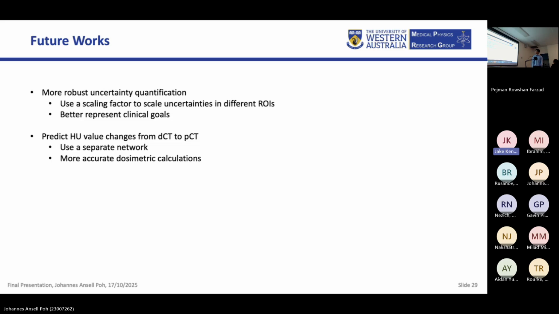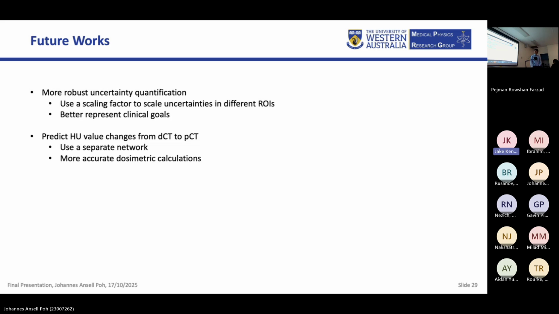A bit of future work, more robust uncertainty quantification can be done. So I did some readings on uncertainty quantification, and it might be better to use a scaling factor to scale uncertainties for different regions of interest, so that we can get a single uncertainty value for the image that represents how clinically acceptable the image is for the given application.